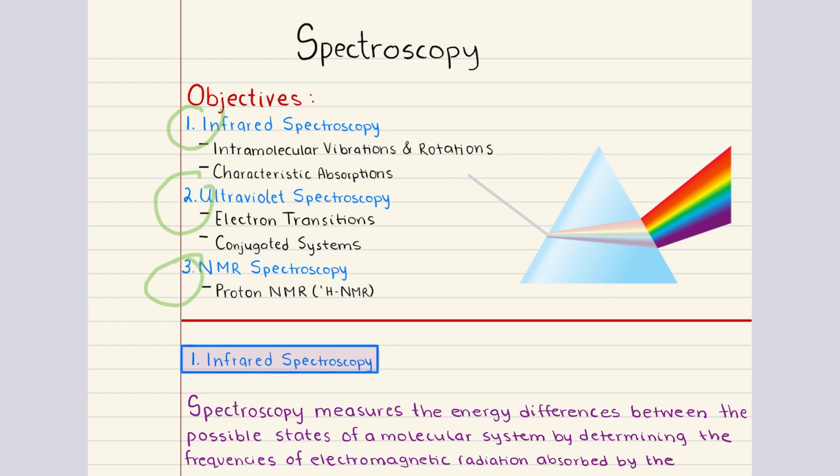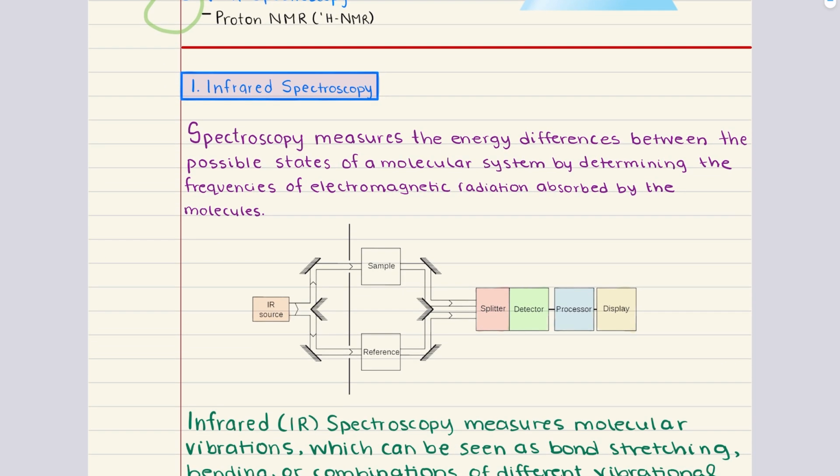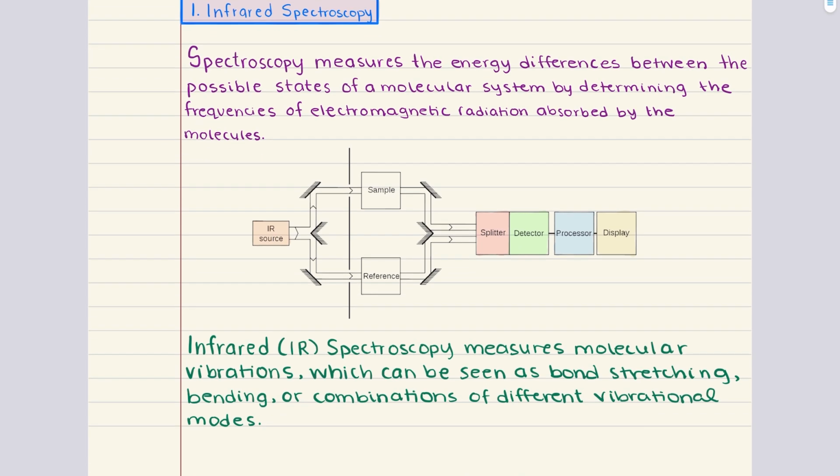With that introduction, let's begin with defining spectroscopy. Spectroscopy is the study of how light interacts with matter. More specifically, it refers to the absorption of electromagnetic radiation by a molecule in discrete amounts, which correspond to the energy difference between two quantized states.